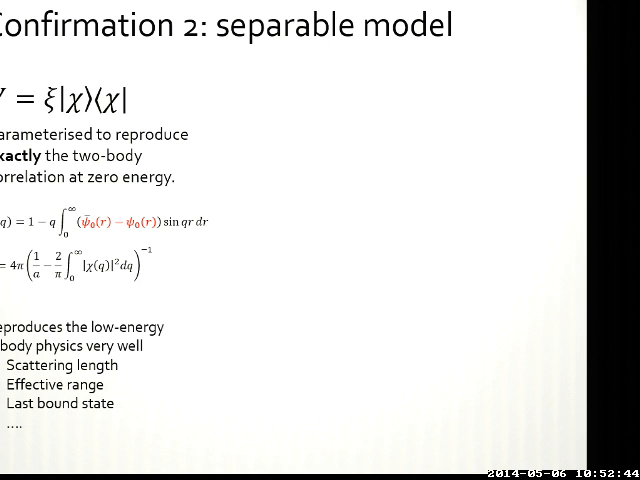Just to clarify, what you're calling the two-body correlation, is that the zero-energy wave function as a function of R? Yes, the zero-energy wave function. So several nodes, you reproduce all the nodes. Yes, you can reproduce all the nodes of the van der Waals potential. That's right.